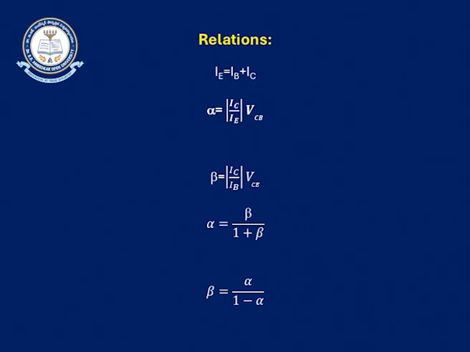Using this we have some current formulas. First, input current IE equal to IB plus IC, and the alpha and beta values. Using IE equal to IB plus IC, we define alpha in terms of beta. Alpha equal to beta by 1 plus beta. And beta in terms of alpha: beta equal to alpha by 1 minus alpha. So these are the 5 formulas related to the current as well as current amplification factors alpha and beta.